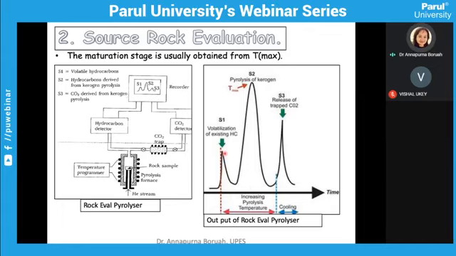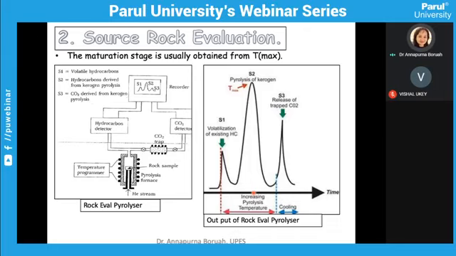First, it will release volatile gases or free gases which are present inside it. Then it will start releasing pyrolysis kerogen or pyrolysis hydrocarbon gas. Then after that, it will release carbon dioxide which was trapped. These three parameters we'll get directly from Rock-Eval pyrolysis: S1, S2, S3. And another parameter which we will get directly from this Rock-Eval pyrolysis is Tmax.